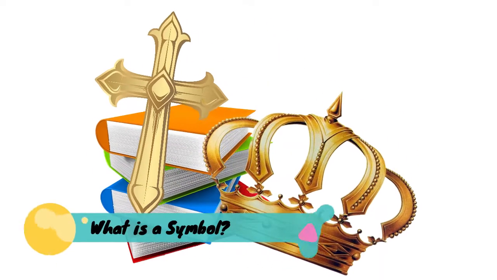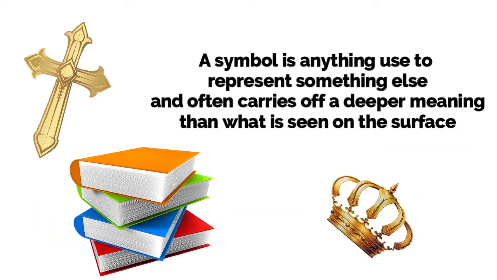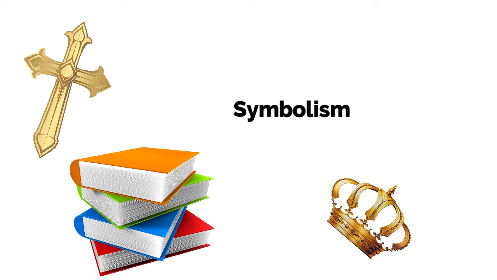Now, what is a symbol? A symbol is anything used to represent something else and often carries a deeper meaning than what is seen on the surface. This can also be referred to as symbolism. For example, in the same scene with Obito and Madara from Naruto Shippuden, Madara carried a scythe.